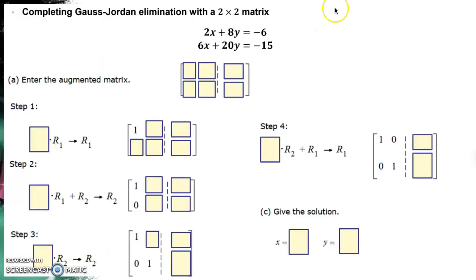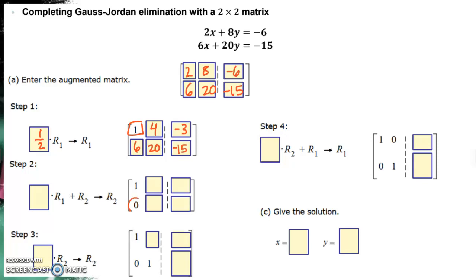Let's take a look at this next one. To enter the augmented matrix, I put my coefficients from the first equation in the first row, and my coefficients from the second equation in the second row, like so. Now, my step 1 says, how do I get a 1 here? Well, I multiply row 1 by 1/2. And when I do that, I get 1/2 times 2, which is 1, 1/2 times 8, which is 4, 1/2 times negative 6, which is negative 3. And then row 2 hasn't changed, so 6, 20, negative 15.